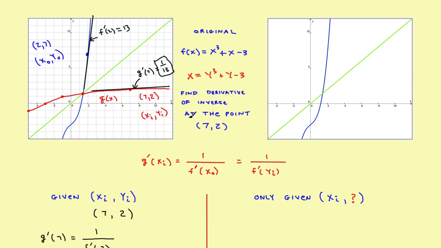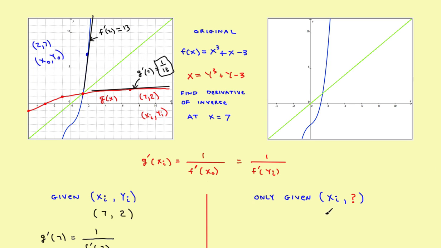Now this is what you can do if it gives you x and y. So if it gave you both the x and the y point, you're lucky. But sometimes it does this. Rather than saying find the derivative of the inverse at the point 7 and 2, it'll just give you the x value, and the problem might be worded like this. It'll just say at the point x is equal to 7.